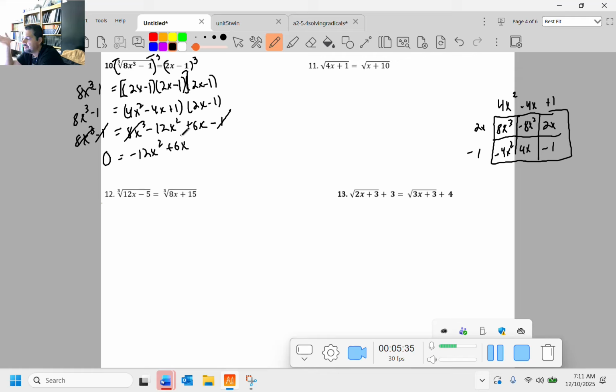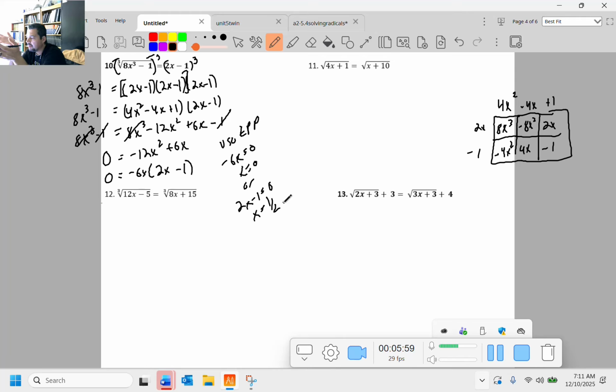Now, your favorite F word, whether you believe it or not, is factoring. And these are both divisible by a negative 6x. If you pull a negative 6x from negative 12x squared, you have a 2x left. If you pull a negative 6x from positive 6x, you have a minus 1. Now we're going to use the ZPP, the zero product property. Negative 6x is a 0, which means that x is 0, or 2x minus 1 is a 0, which means that x is 1/2. Do they work? Okay, well, let's find out.